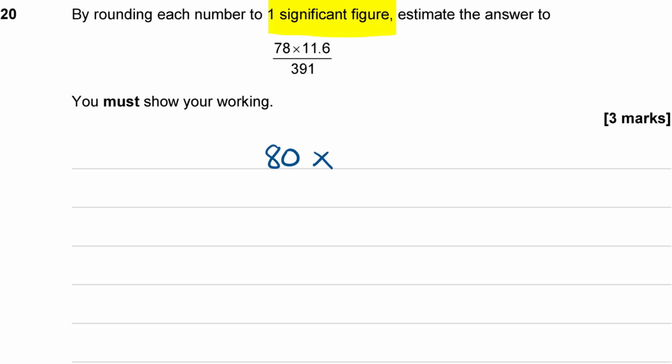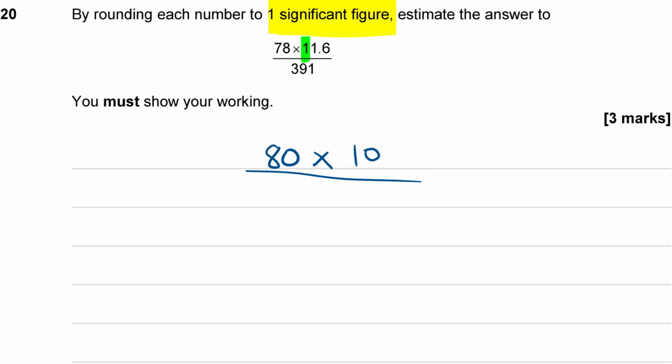11.6, again the first significant figure is the first non-zero digit, which is the 1. And again that's in the tens column. So again we're going to be rounding that number to the nearest 10. So 11.6, which 10 is it nearest? It's nearest 10, isn't it? So 80 times 10 divided by 391.